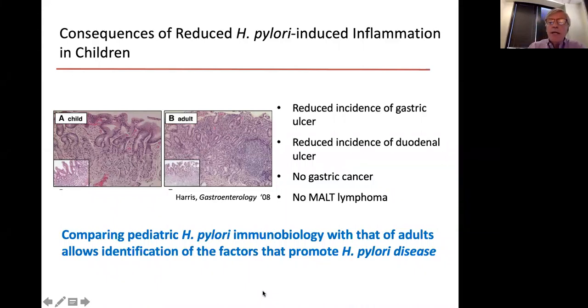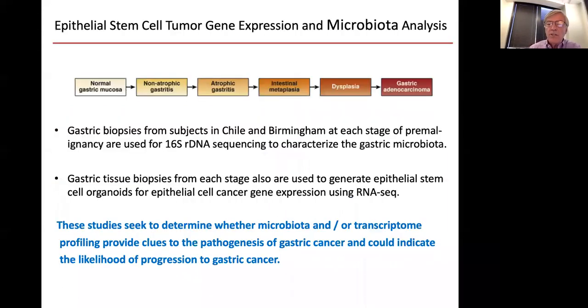And so comparing pediatric H. pylori immunobiology with that of adults allows identification of the factors that promote H. pylori disease. Two of the things that we're actually doing is we're studying patients in both Chile and the United States at each of the 6 stages leading to and including gastric cancer. So we're characterizing their 16S ribosomal DNA to identify the bacteria, and we're using gastric biopsies to generate stem cell organoids to identify epithelial cell cancer gene expression using RNA-seq.